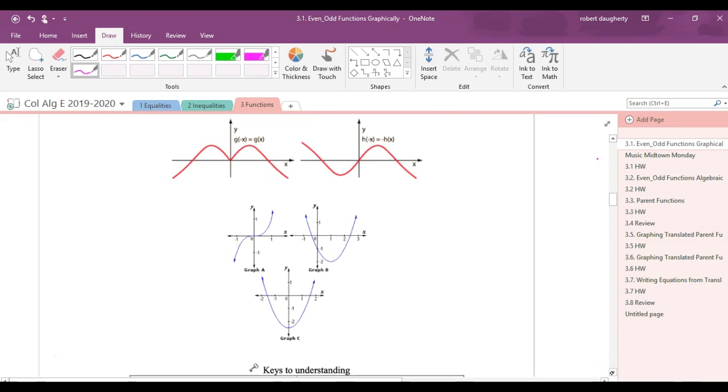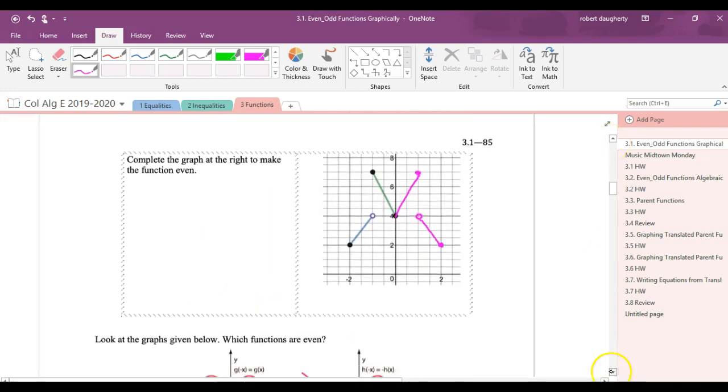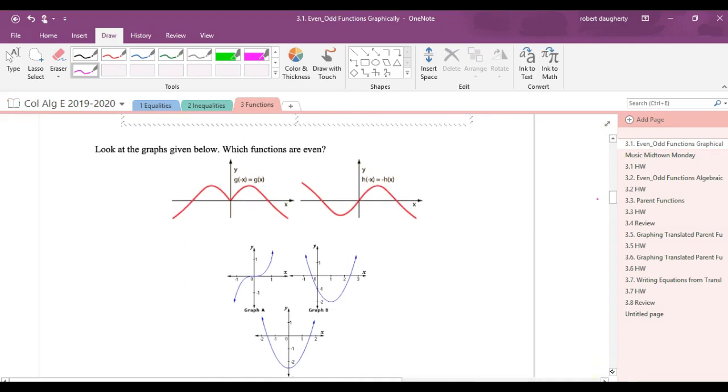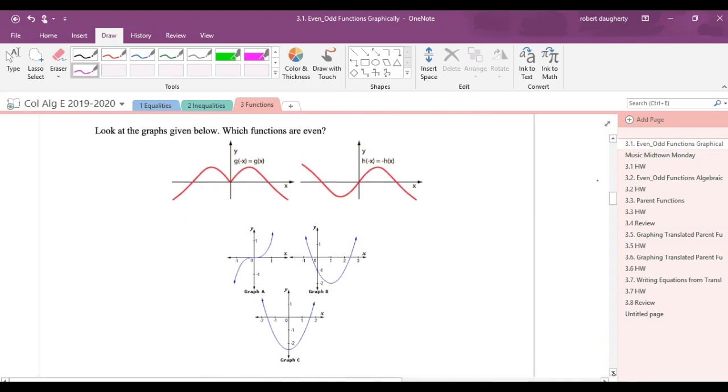Now, let's look at these functions. Can you tell me if these functions are even or not? So let's look at this. The first function here, is this an even function? Yeah, I can look at that and tell you that that is an even function because it is the exact image on both sides of the y-axis. What about this function? Is this even? No, this is not an even function. Because what it does here, it goes up and then down. It would have to go up and down, but here it's doing the opposite of that.